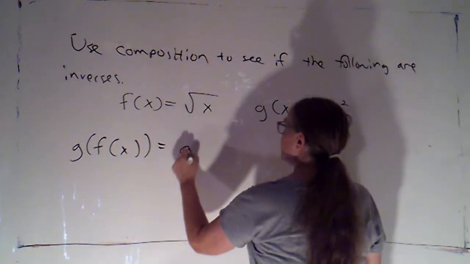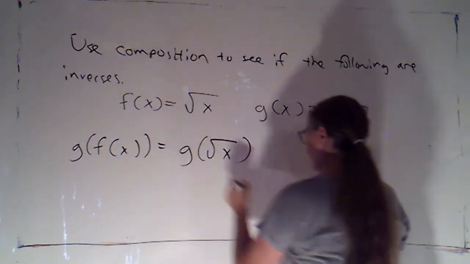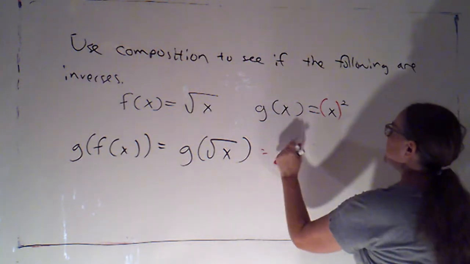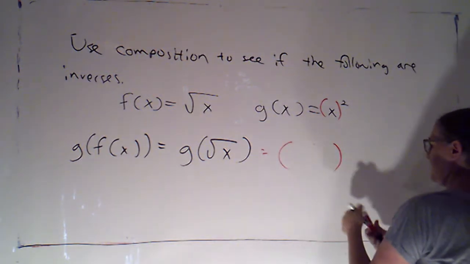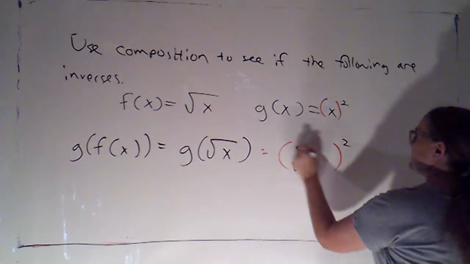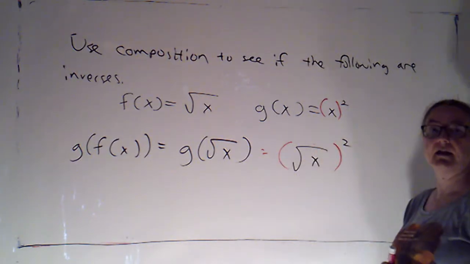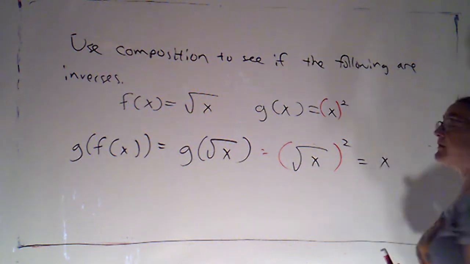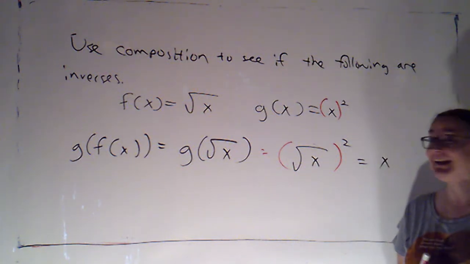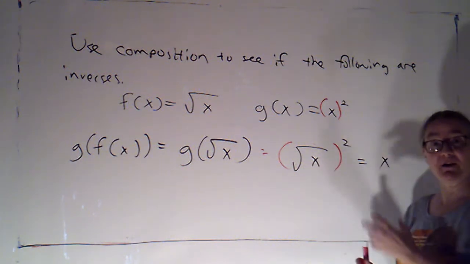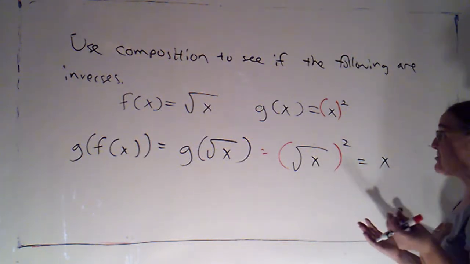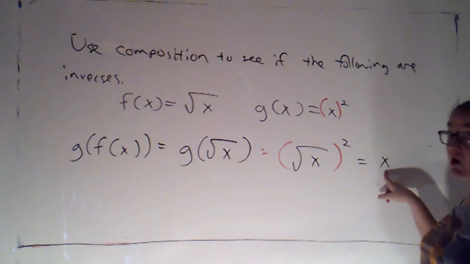If I take a look at g of f of x, that would be g of the square root of x. Now, what does g have me do? G has me take my input and square it. So I'd take the square root of x and I would square it. That would give me x. If I square a square root, I get what's underneath the radical. Okay, it looks like it worked.